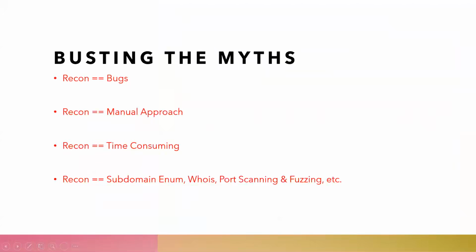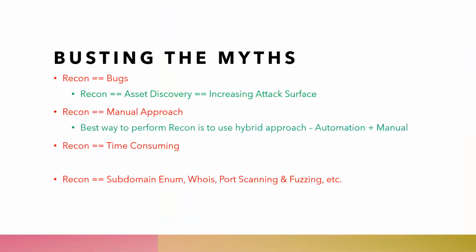Now, busting some myths over here. Recon equals bugs? No, recon is not directly equal to bugs. Rather, it equals asset discovery and increasing your attack surface, which will enable you to find more and more bugs. People say that recon is all about a manual approach, but no. The best way to perform recon is to use a hybrid approach using both automation and manual. There are a lot of things which you can automate, like subdomain enumeration, subdomain takeovers, and other things. However, things like GitHub Recon, Google Dorking, or searching on Shodan still need manual intervention to be better at.